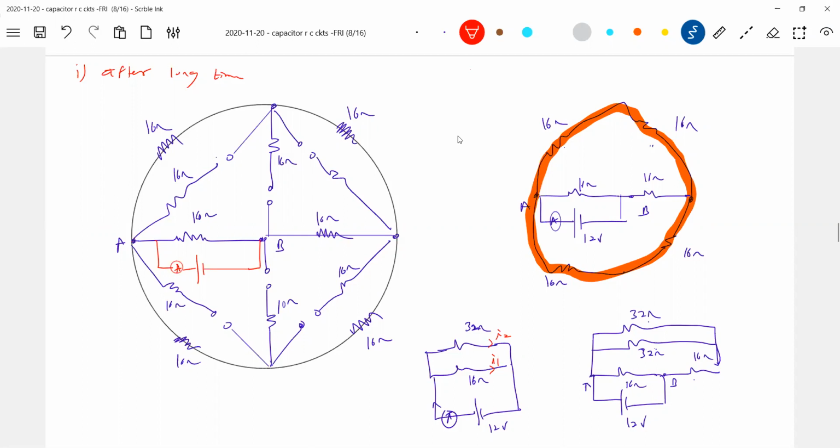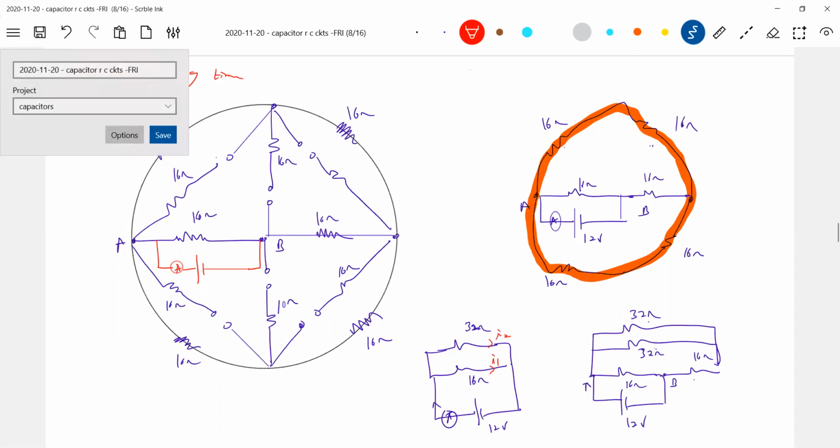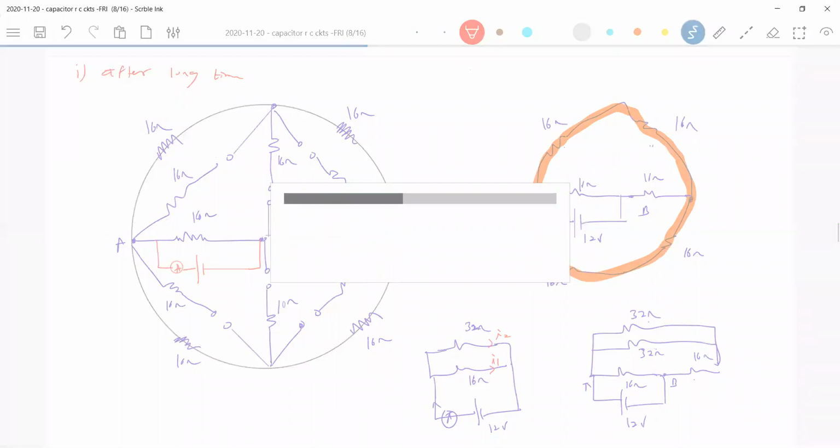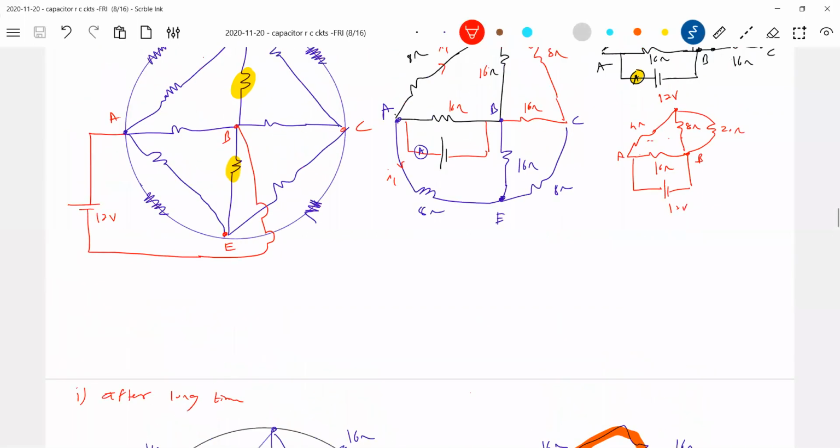So what is the current through the ammeter? I1 plus I2. So solve this. It took more time, no? Can be asked in exams.